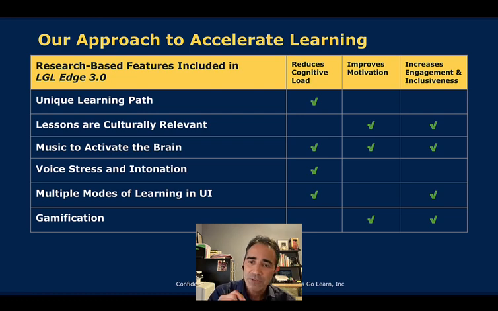All of that, the user interface, the multiple modes of learning, really, really helps. Again, it reduces the cognitive load, and it allows them to keep doing many lessons. It keeps them engaged.